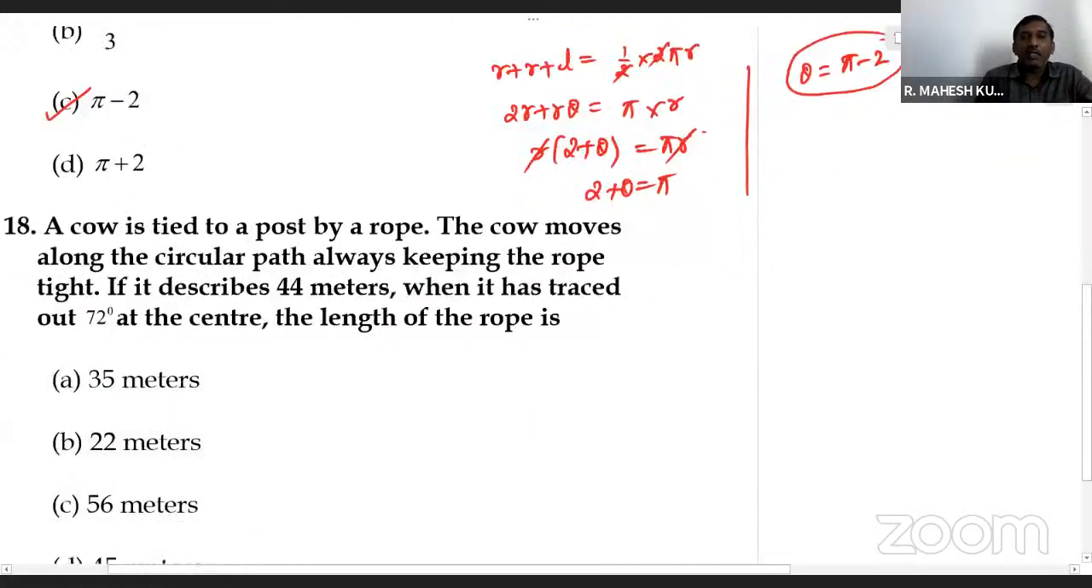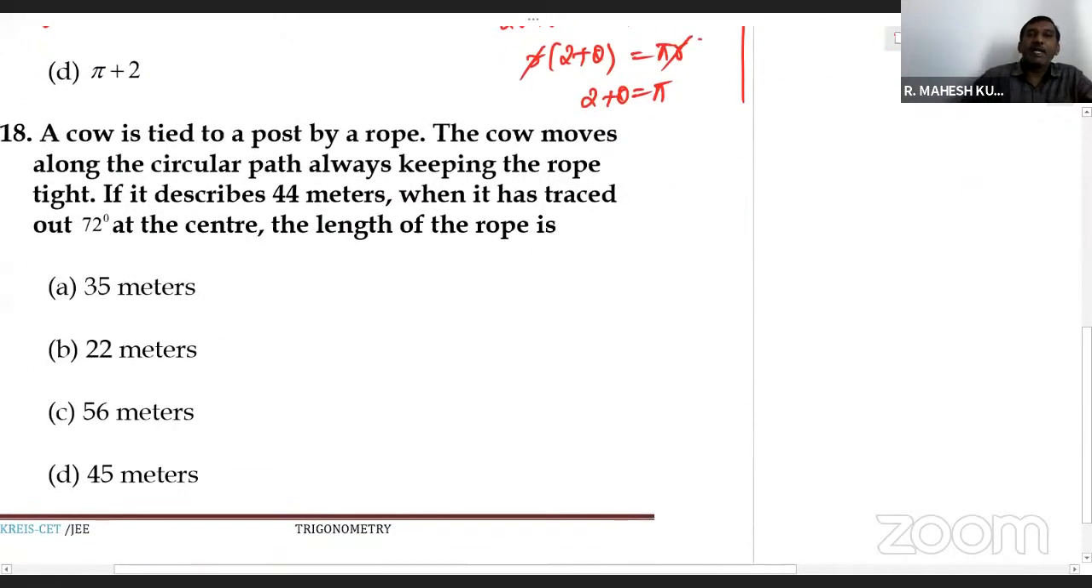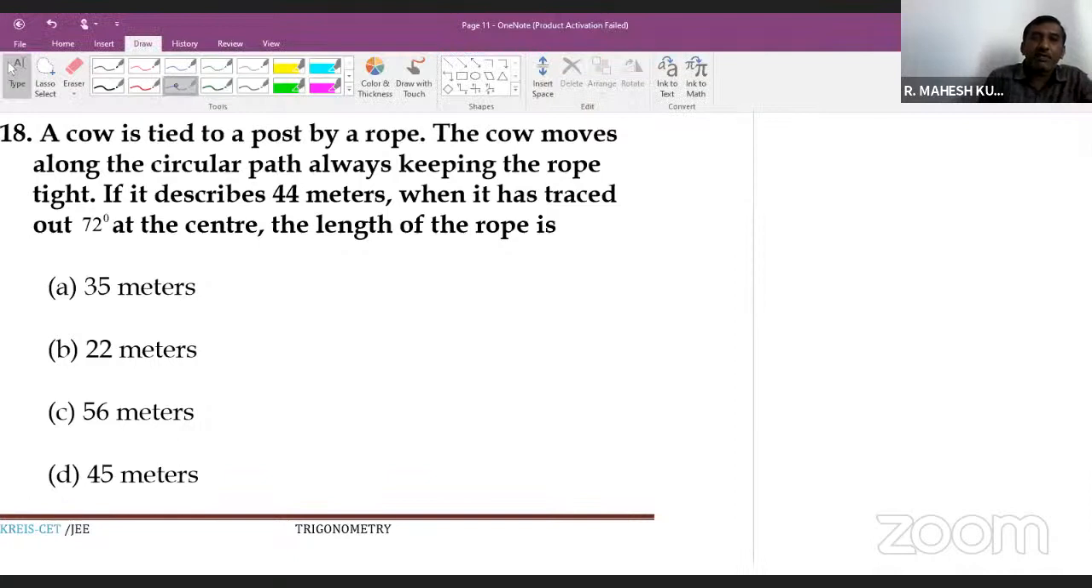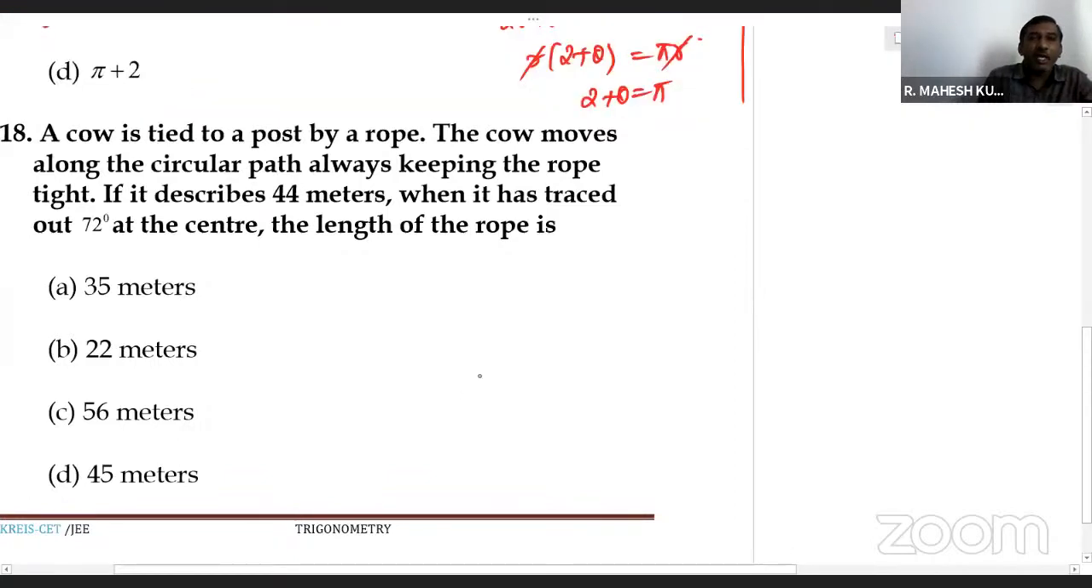Understood? Now look at the 18th question. A curve is tied to a post by a rope. So the curve moves along the circular path, always keeping the rope tight. If it describes 44 meters when it has traced out 72 degrees at the center, what is the length of the rope? It is again similar to the previous questions we have discussed. Look, the curve is tied to a post. This is nothing but the post. I'll write this as post. This is the position of the curve.